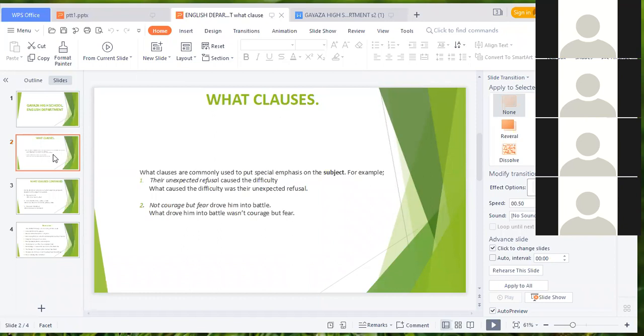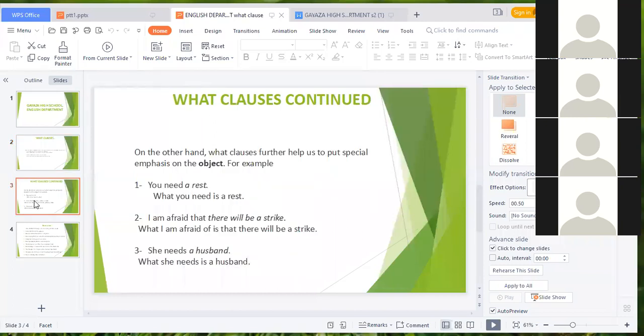It is very simple. We are rewriting such sentences using the what clause, and it is helping us put emphasis on the subject, on what is being talked about. On the other hand, sometimes it is used to put special emphasis on the object, not the subject this time. For example, you need a rest. You is the subject, need is the verb, a rest is the object. So we want to put emphasis on the object, what this person needs.